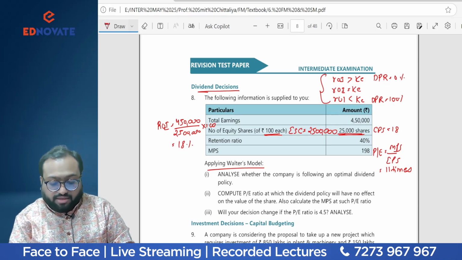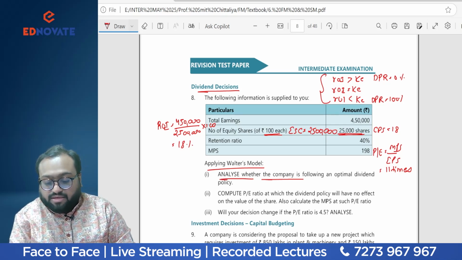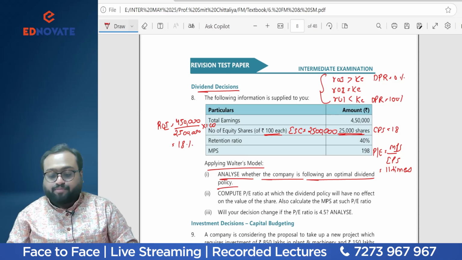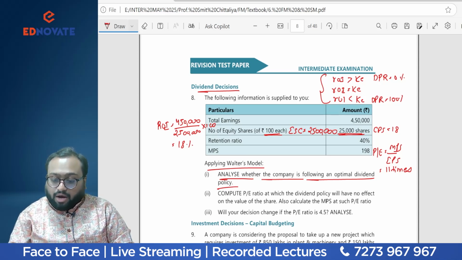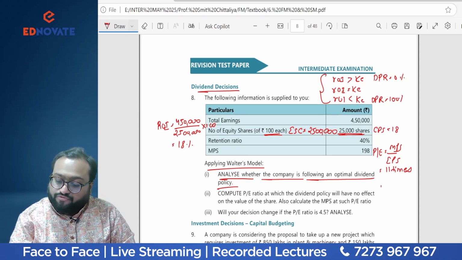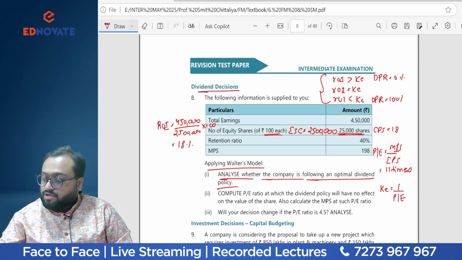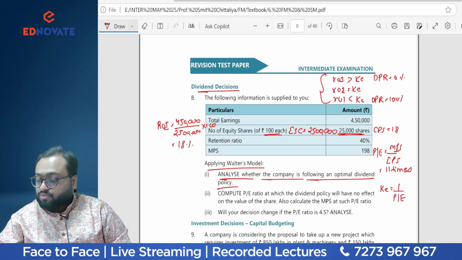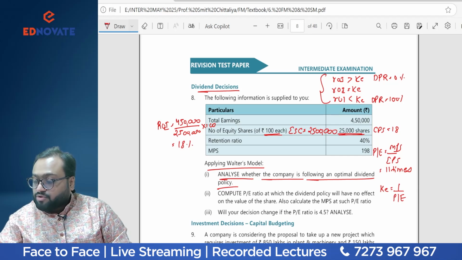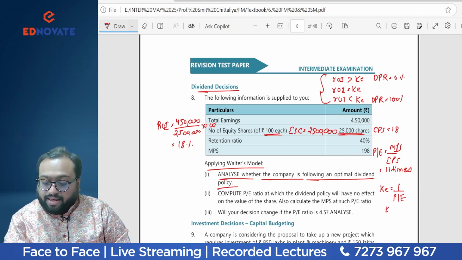Now, the first question they are asking: analyze whether the company is following an optimum dividend policy. Now, how to find out KE? There is a relation of KE and P/E. KE is equal to 1 by P/E ratio. So I have 11 times P/E, 1 divided by 11 into 100. Your KE will be 9.09%.